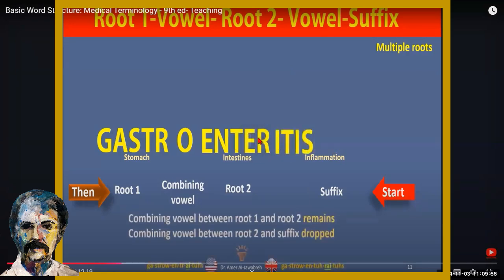Gastroenteritis. The Americans, gastroenteritis or enteritis. The British, listen to the British. Gastroenteritis. The T is very clear in the British. But the Americans, they like to play with the T. Gastroenteritis, you can have this, you can have this, depending on where you studied.